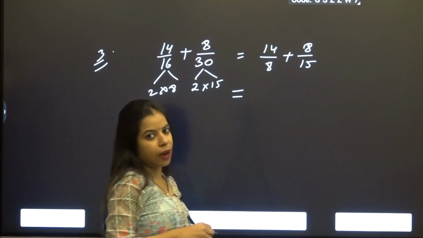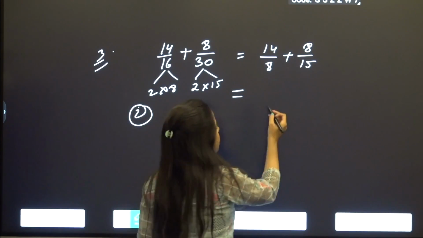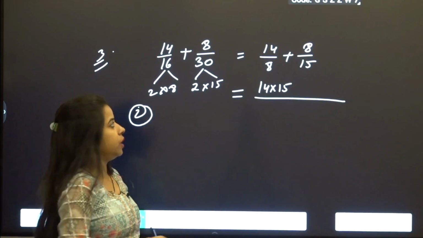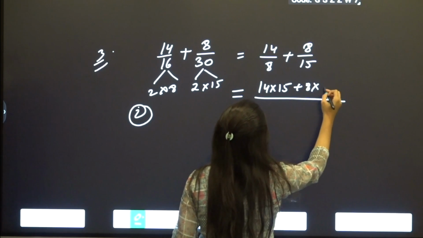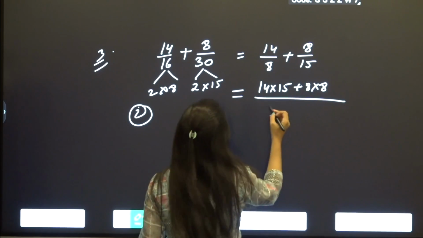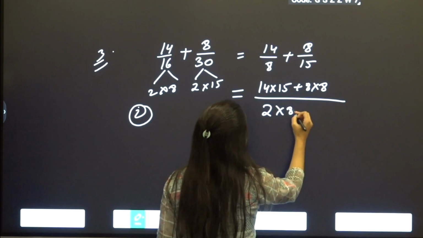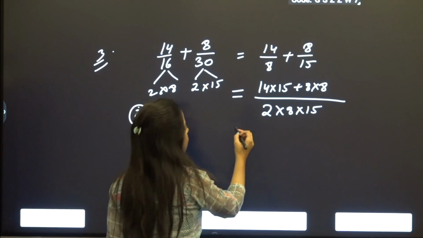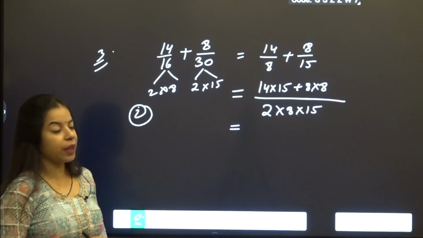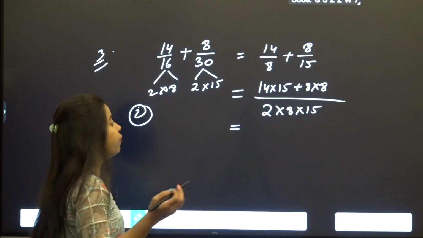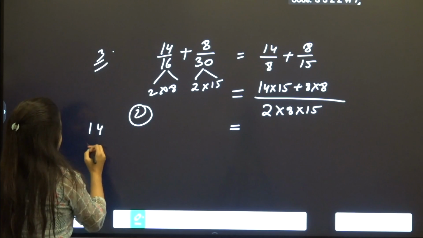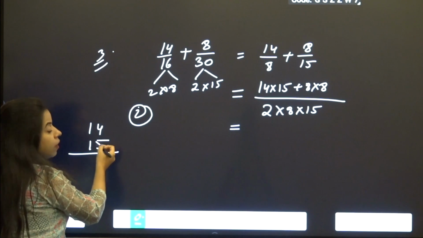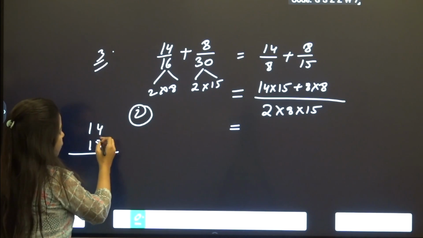So using the sutra Urdhva Tiryak, what we are going to do is, we are simply going to multiply 14 with 15 and 8 with 8 and the denominator will be 2, the common part, into 8 into 15. Okay. So next will be what? Now how are we going to multiply 14 into 15? If you remember the dot multiplication method, which states that first we have to multiply the numbers at the unit place. So that will be 4 into 5, 20.